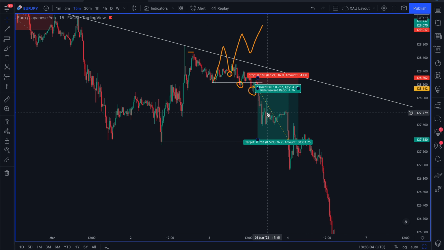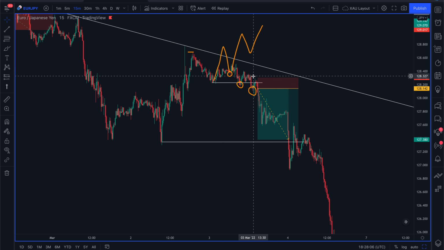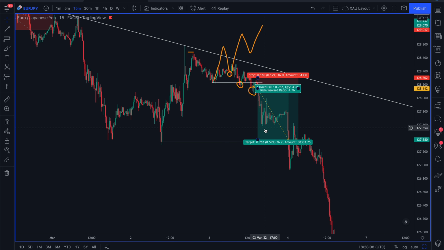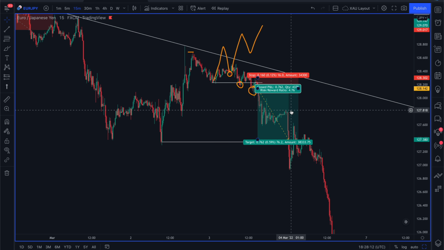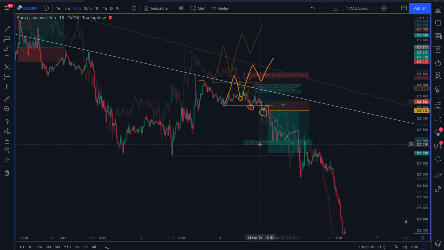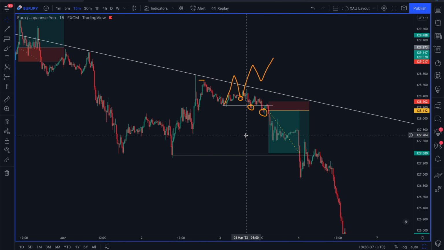So we have a 16 pip stop loss, which is above a protected high. We have a take profit set above a structural low. And we have a brilliant risk to reward ratio of 1 to 4.7. As we saw before, we did actually place a position on this. And this is all based on drawing out trend lines, looking at structural lows and highs, and looking for breaks of structure. It is as simple as that.